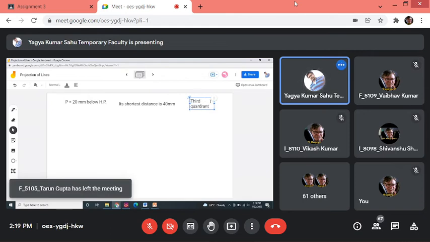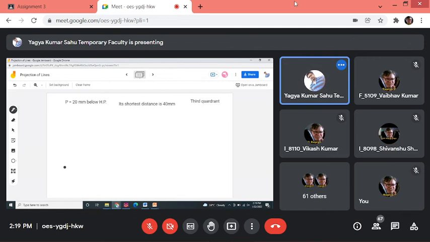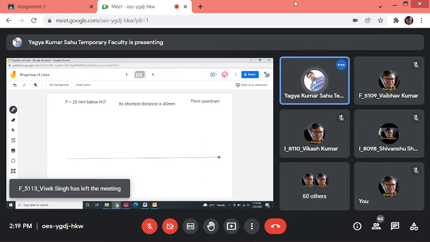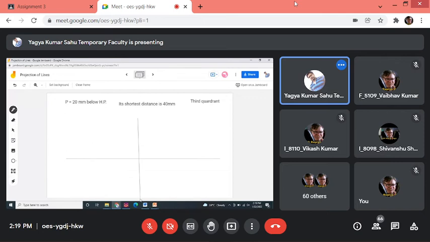कैसे स्टार्ट करोगे? First of all, draw two reference lines perpendicular to each other, like this. Name them xy and x1 y1. This is xy, and this one is x1 y1.